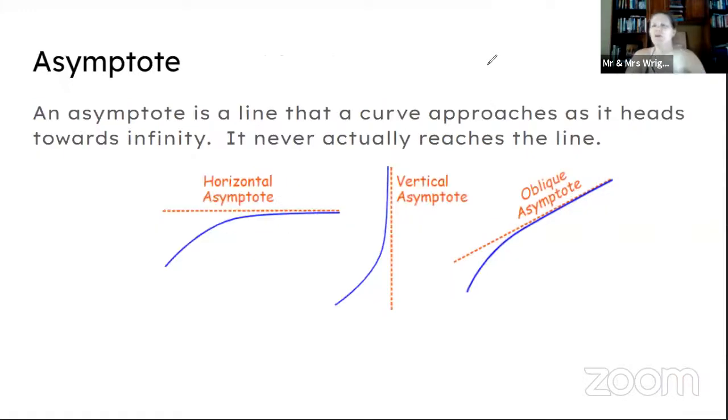All right, so one thing that this material covered that they did not have a vocabulary word for on page 1, but is important for you to understand, is the word asymptote. So an asymptote is a line where a curve is going to approach it, but never actually touches it.